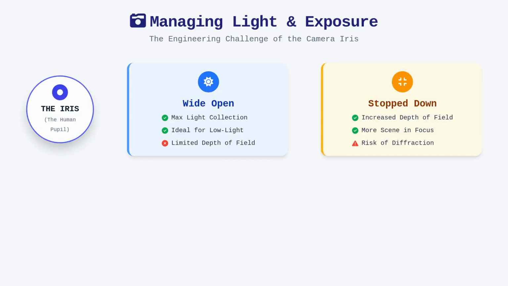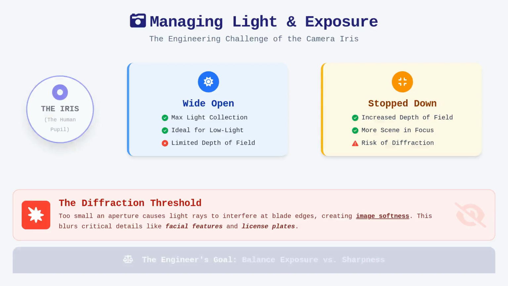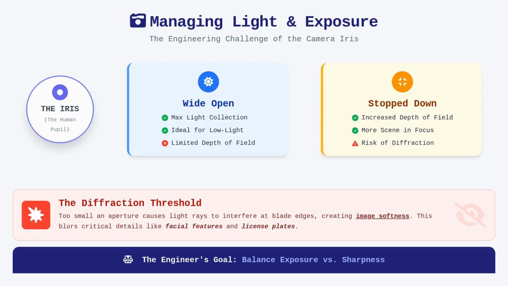Conversely, stopping down the iris increases the depth of field, bringing more of a scene into focus. Yet this approach introduces its own set of physics-based hurdles. If the aperture becomes too small due to high light intensity, light rays begin to interfere with each other at the edges of the iris blades, which is a phenomenon known as diffraction. Diffraction degrades image resolution, resulting in a perceptible softness or blurriness that renders fine details, like facial features or license plates, unrecognizable. Therefore, the engineer's goal is to find the exact aperture setting that balances sufficient exposure with optimal sharpness without triggering diffraction.